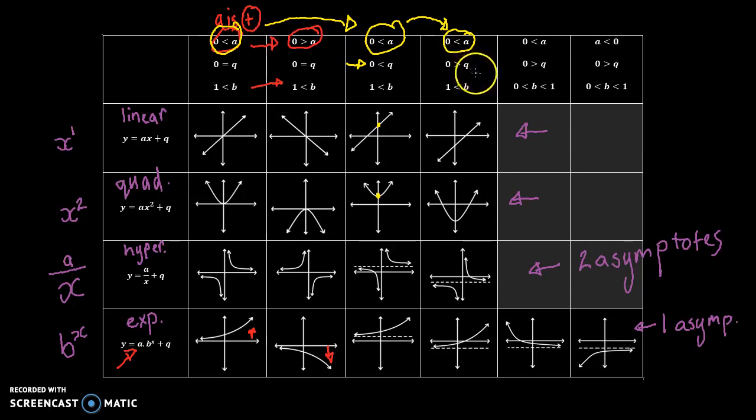We're going to keep a the same in the next one, but now we're going to change the value of q. It's now going to be less than 0. What does that do to the function? It moves it down, moves it down, moves it down, and moves it down.